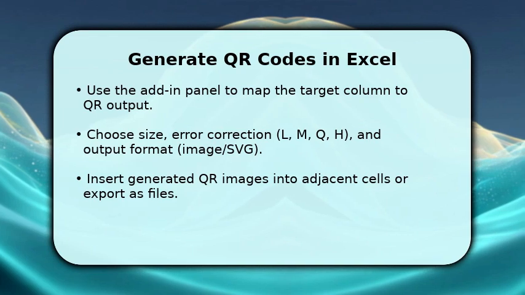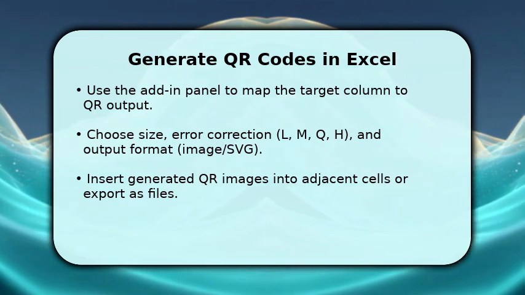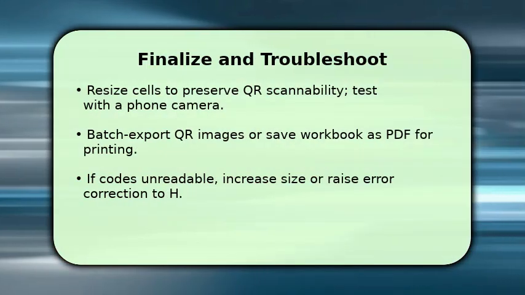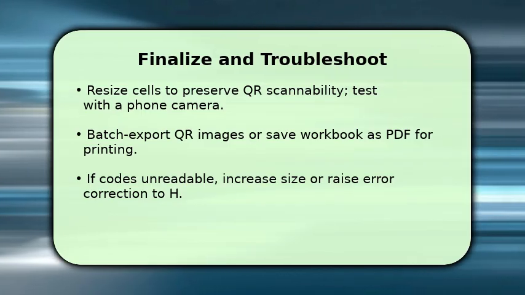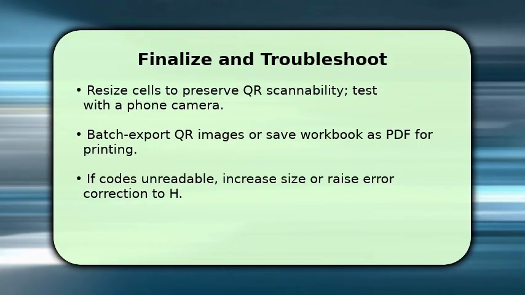You finish by adjusting cell dimensions so each QR stays square and large enough to scan, typically at least 1 inch on print or 200px on screen. Once satisfied, test several codes with different phones, make sure they resolve correctly. Then batch export images or save the sheet as PDF for distribution.